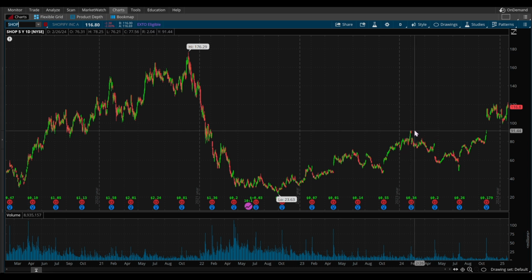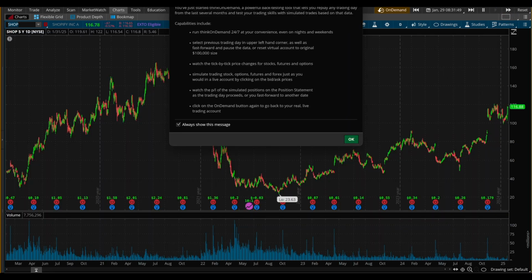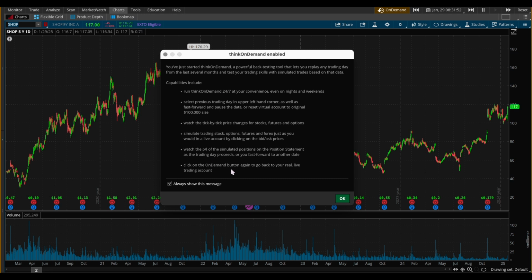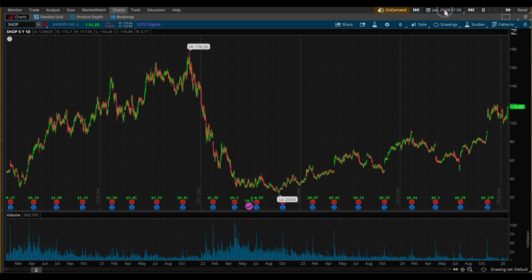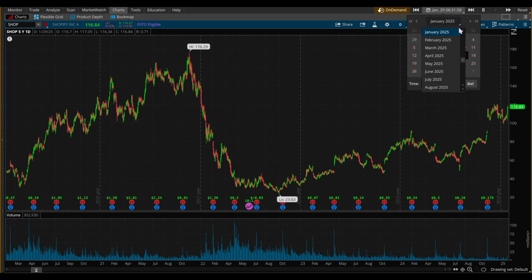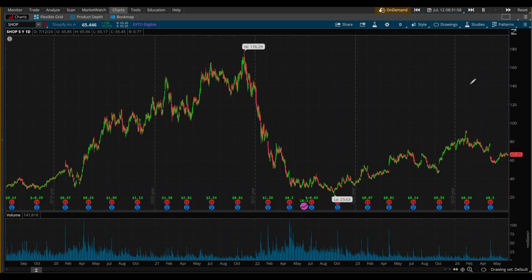So in order to do that, we're going to go ahead and hit this on demand button right here at the top right. And you'll see the Think on Demand Enabled, this little confirmation. I'm going to click on OK. And we're going to actually go back to July of 2024 when I actually placed this trade. So let's go ahead and go back to July. And we're going to go ahead and select July 12th, a couple days after my birthday, and we're going to select Go. Give it a second, it'll load up, and here it is.